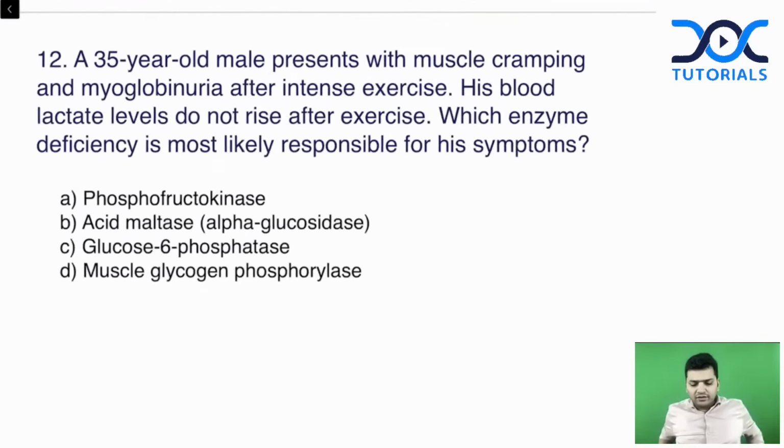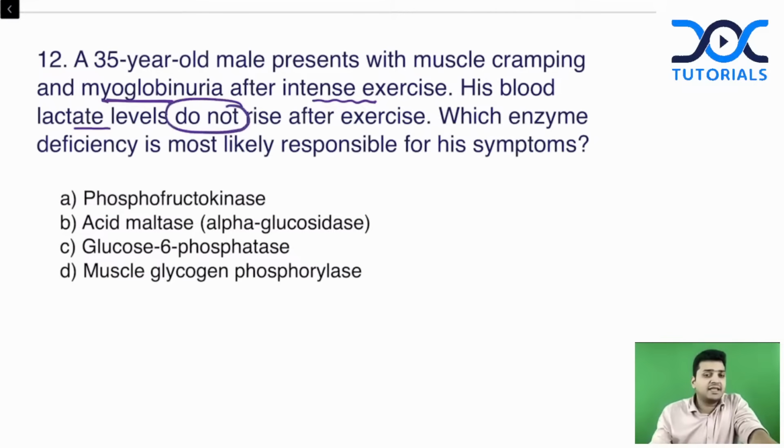The next one. A 35-year-old male is presenting to us with muscle cramps. The muscle cramps are there, and he's having myoglobinuria. The myoglobin is coming in the urine. The muscle cramps occur after intense exercise, and his blood lactate level does not rise after exercise. Which enzyme is most likely responsible for his symptoms?